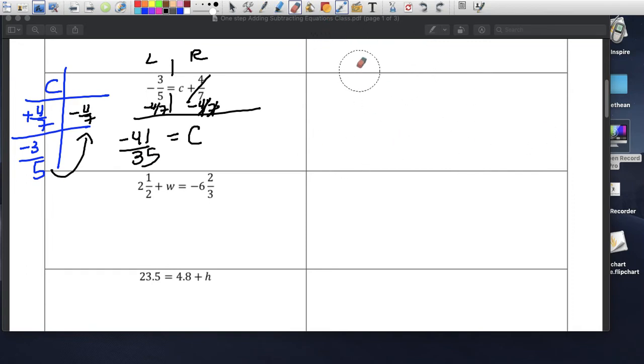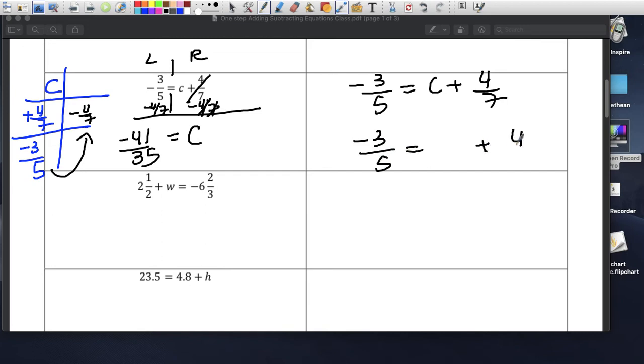So C equals negative 41 over 35. Over here, I'm going to check. So it's negative 3/5 equals C plus 4/7. Let's see if that's true. So again, this stays, this stays, this stays, and the only thing, I got to remove that C, and instead I'm going to put negative 41 over 35. So somehow I have to make sure that this is equal to negative 3/5.